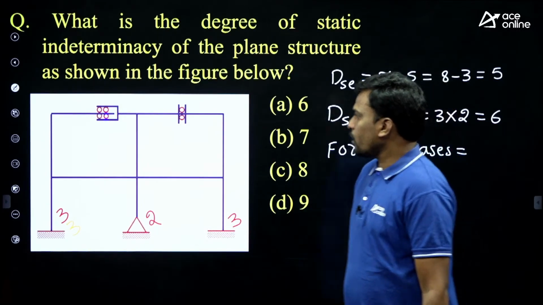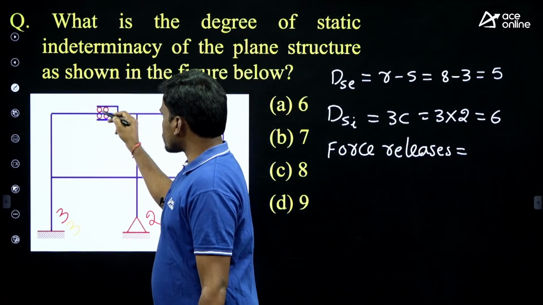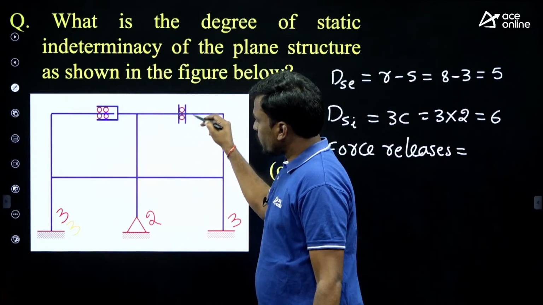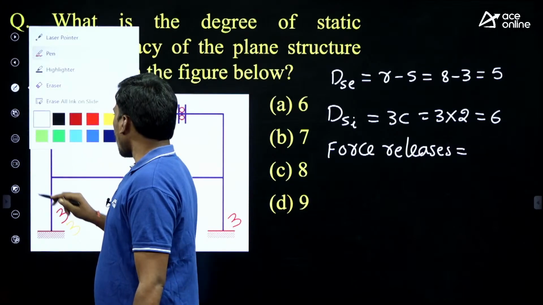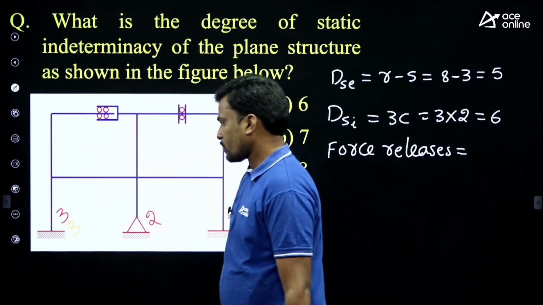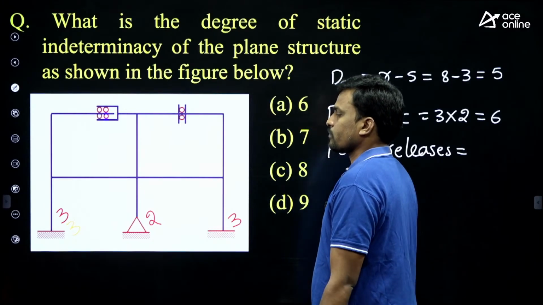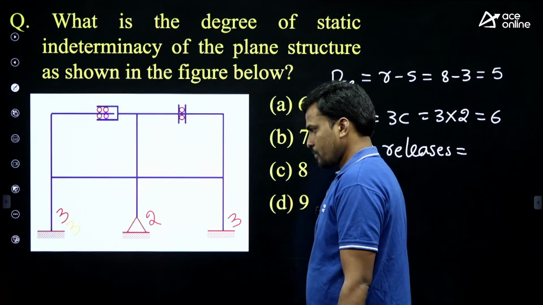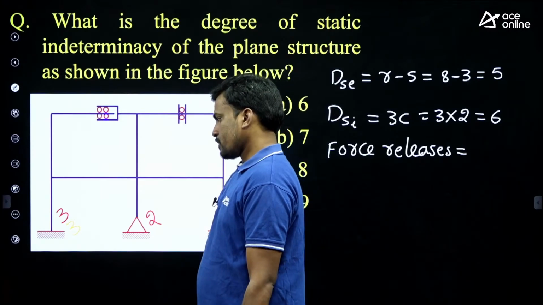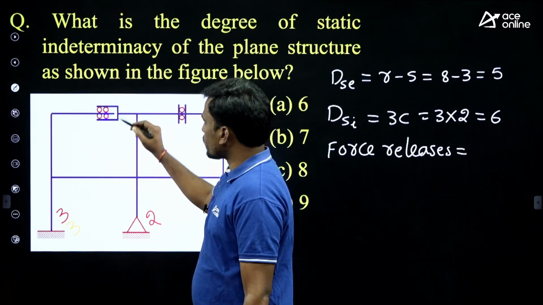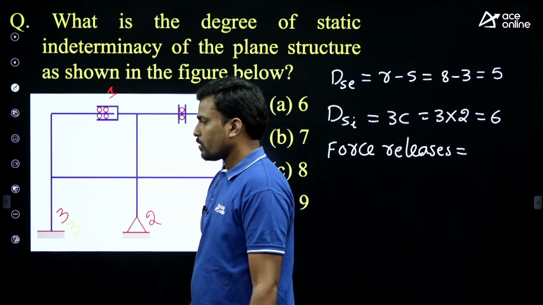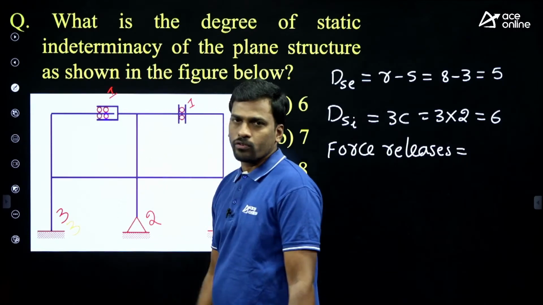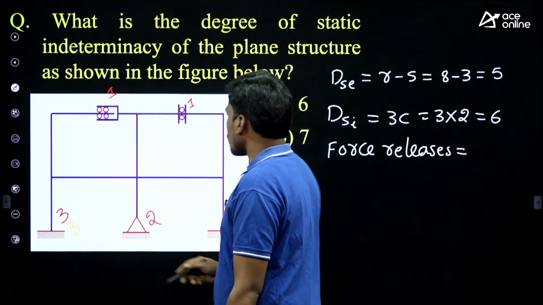releases. Now students, tell me which hinge it is. This is the axial hinge, right? And this is the shear hinge. For an axial hinge, how many force releases? Can anyone tell? For an axial hinge, how many force releases? So the number of force releases here is 1, that is the axial force. Then here also 1, that is the shear force. The number of force releases is 2.